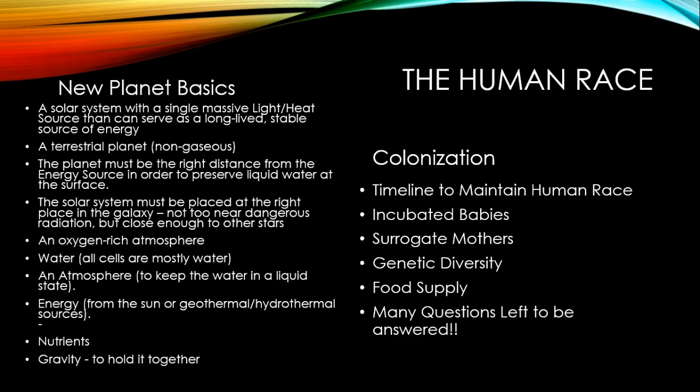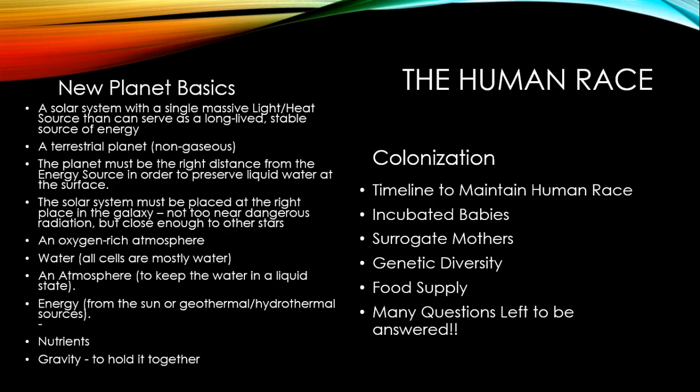In order to sustain human life on this new planet, the system in which it resides has to have a single massive light and heat source that can serve as a long-lived, stable source of energy. It has to be a terrestrial planet, non-gaseous. The planet has to be at the right distance from that energy source to preserve liquid water at the surface. The solar system has to be in the right place in a galaxy, not too near dangerous radiation, but close enough to other stars.